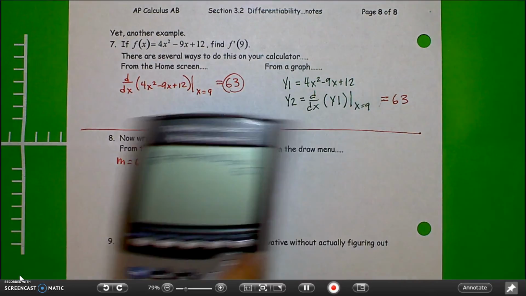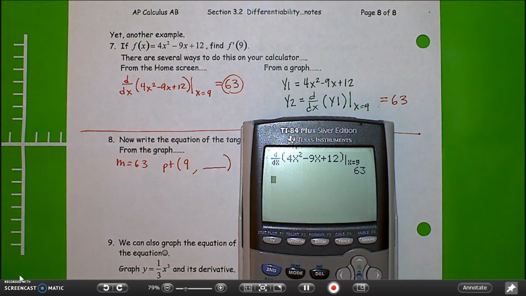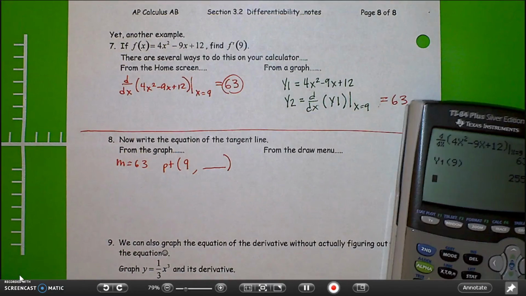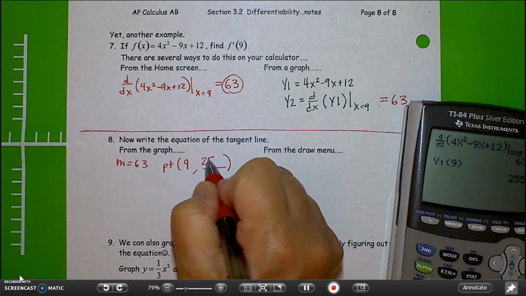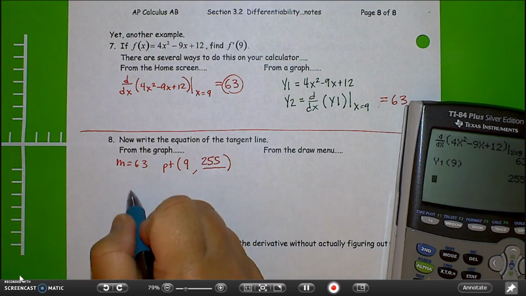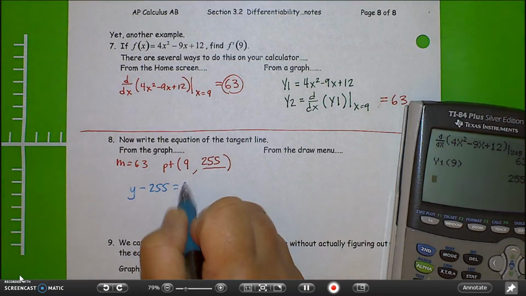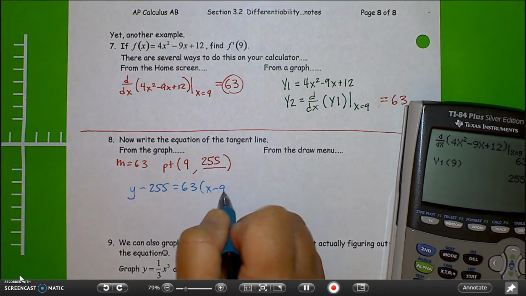So here's a way to do that with function notation. I'm going to go alpha F4, get y1, and then just like function notation, I'm going to plug in 9, and I get the value 255. So using the point slope version here, I got y minus 255 equals the slope of 63 times x minus 9.